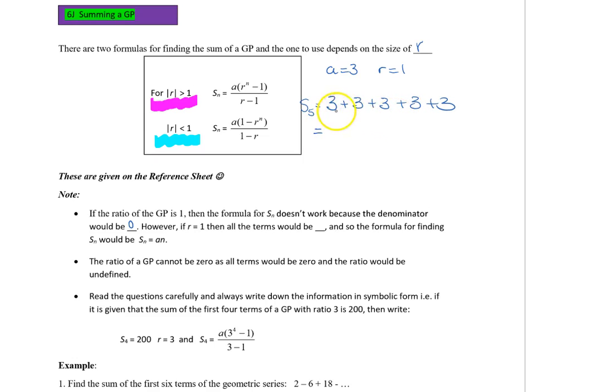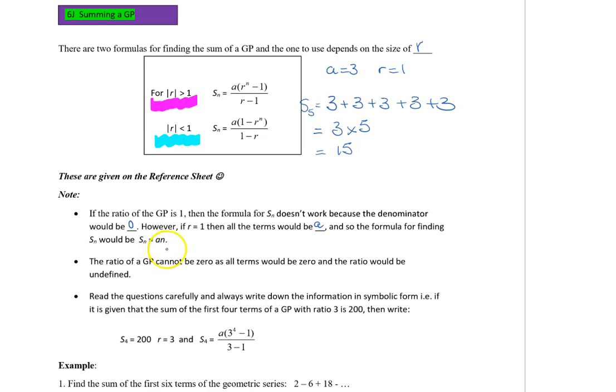So in this situation, what would the answer be? Well, hopefully you can see it would just be 3 times 5. Each term is 3 in this example. There are 5 terms, so we've got 3 times 5, or 5 lots of 3. So the sum to 5 terms is 15. So we then conclude, if r is equal to 1, all the terms would be a. As you can see, all the terms are a because the ratio is 1. So the formula for finding the sum to n terms would simply be a times n.